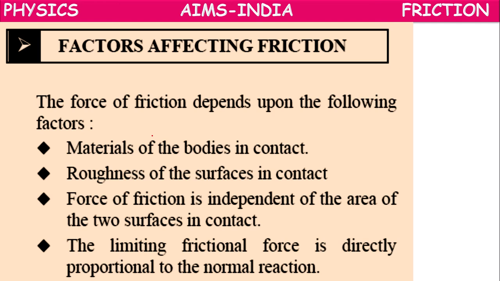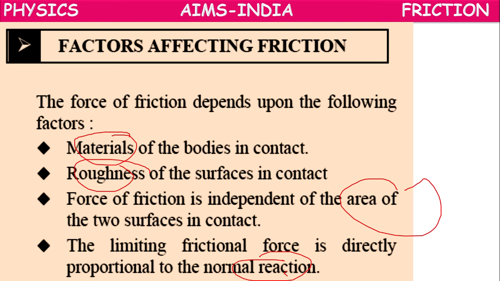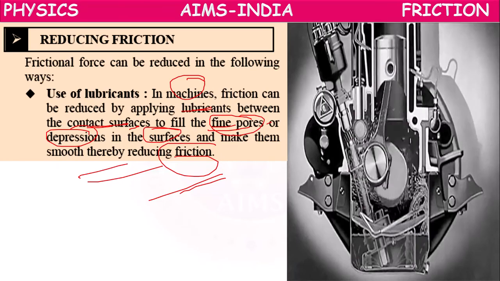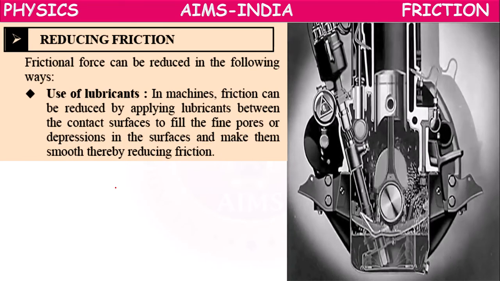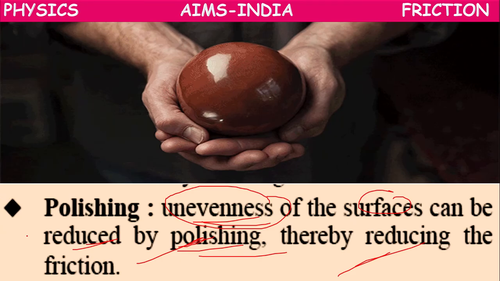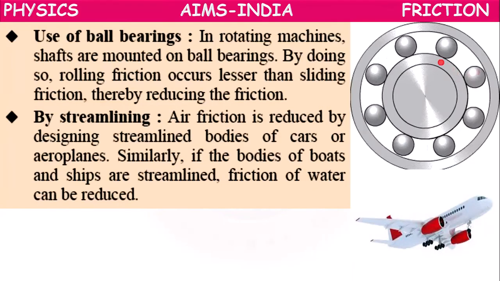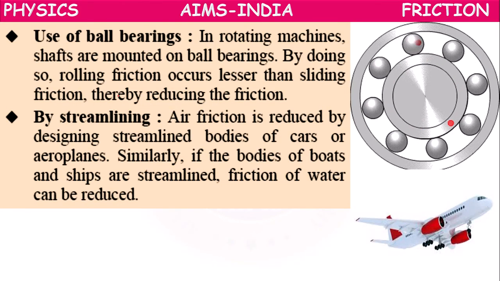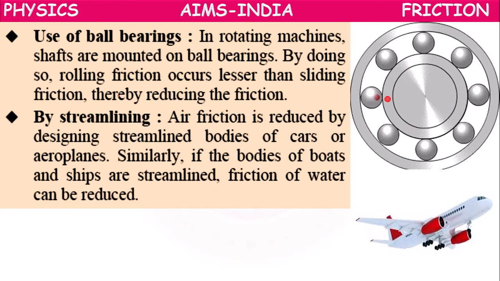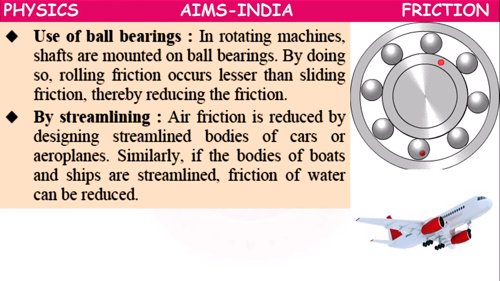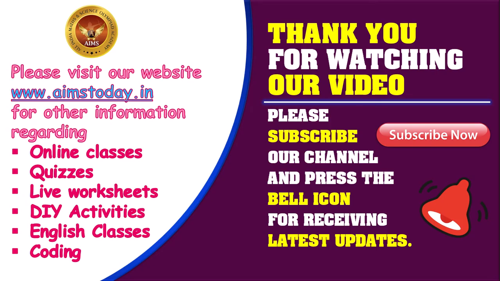So factors affecting friction, mainly materials of contact, roughness of surface, area of contact, normal reaction. How can we reduce friction, children? By using lubricants, by polishing, by using ball bearings, or by streamlining the shape of the body. In this way, we can reduce the friction.